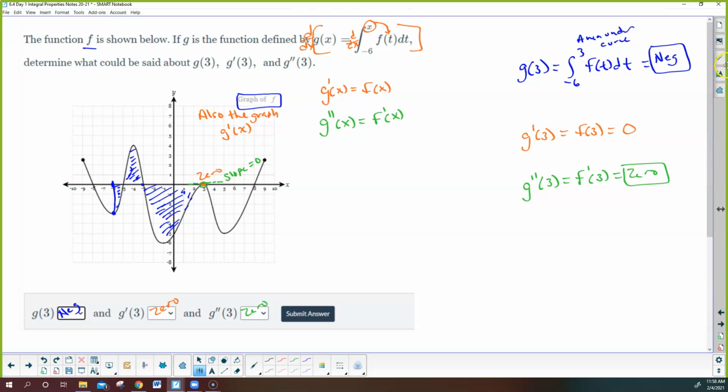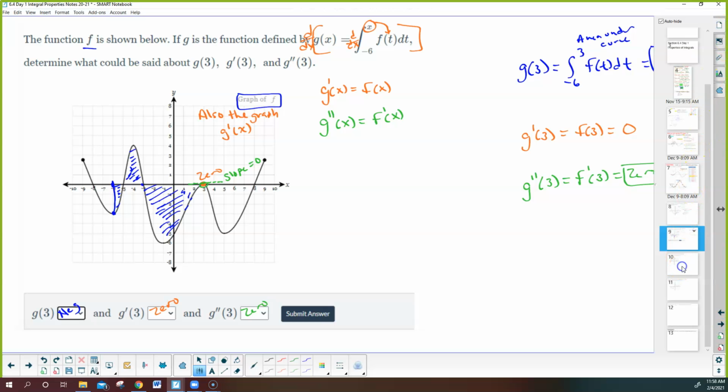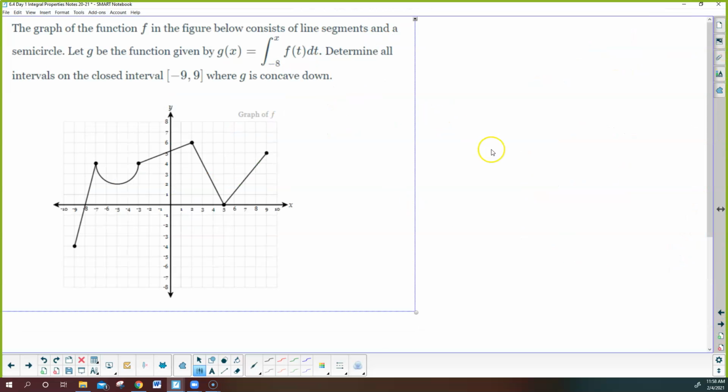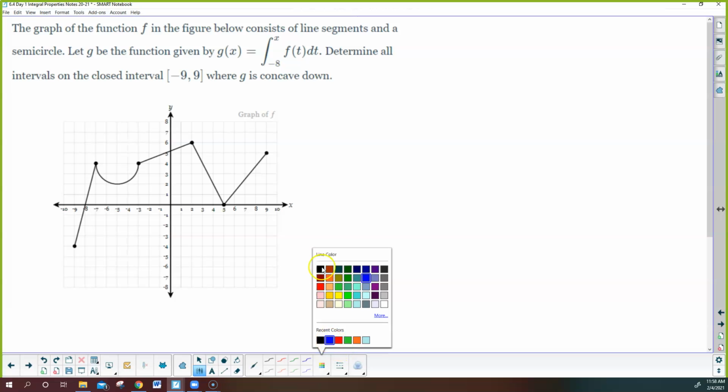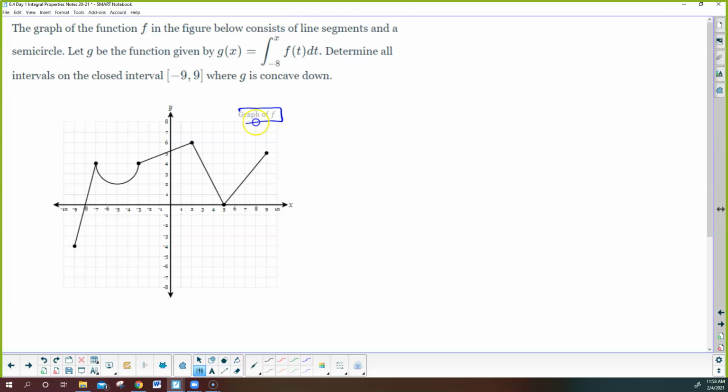Okay. All right. What else do we got? We got a couple more that I think, again, I don't know if you want to write these down, but let's see. The graph of f is shown in the figure. Cool. Graph of f consists of a line segment, semicircles. Let G be given by this notation.